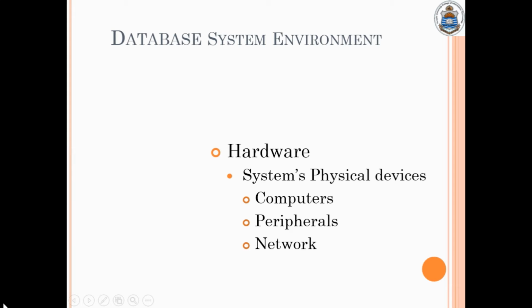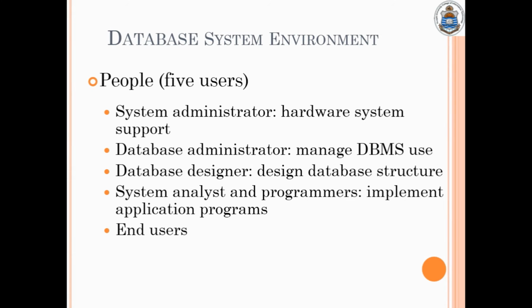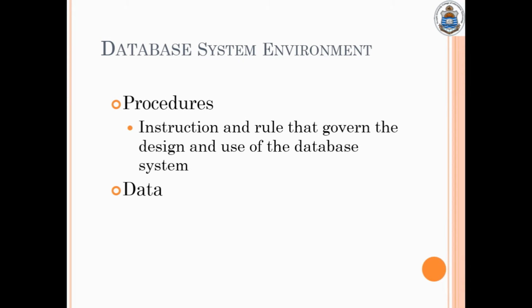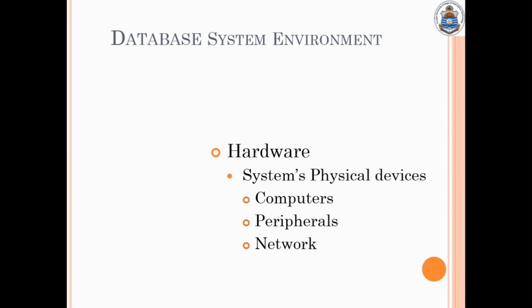Now let's talk about the database system environment. It consists of 5 objects: hardware, software, people, procedures, and the most important part, data. The hardware consists of computers, peripherals, which are the devices used to put information into and get information out of the computer, and the network.